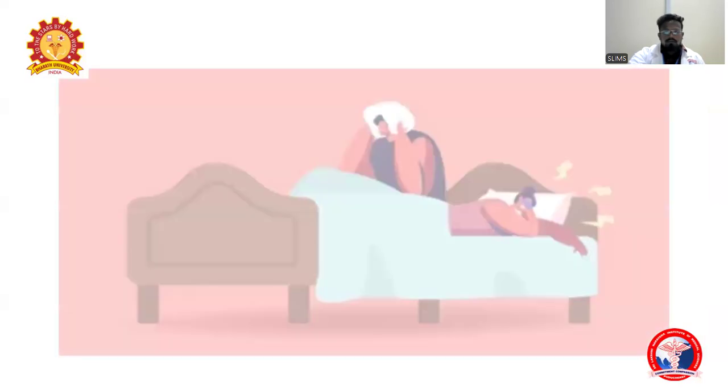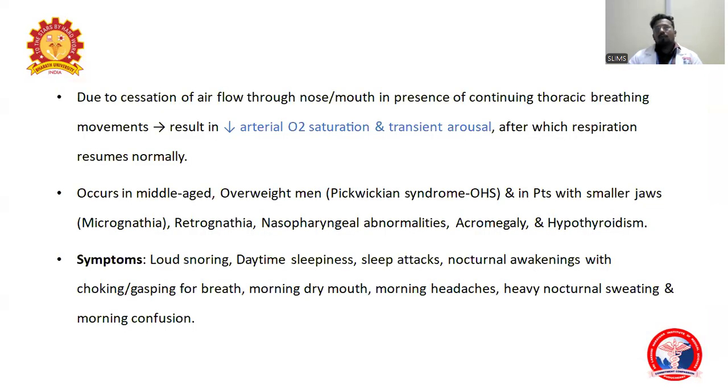So now we'll learn about OSA. Cessation of airflow through the nose or mouth in the presence of continuing thoracic breathing movement results in decreased arterial O2 saturation and transient arousal, after which respiration resumes normally. It occurs in middle-aged overweight men and in patients with smaller jaws, known as micrognathia or retrognathia, nasopharyngeal abnormalities, acromegaly, and hypothyroidism. These patients also develop OSA, obstructive sleep apnea, a sleep disorder.